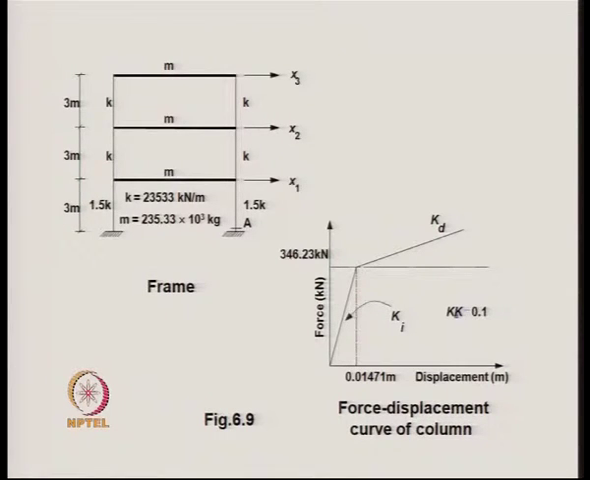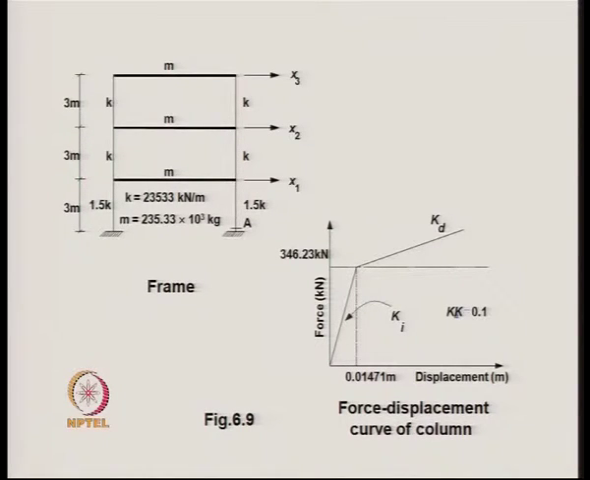We take two cases. In one case, we assume the system to be perfectly elastoplastic, that is, at the bending moment of 346.23 kilonewton meter we assume that the yielding takes place, and after the yielding the system, or the column, continues to displace under the same bending moment.